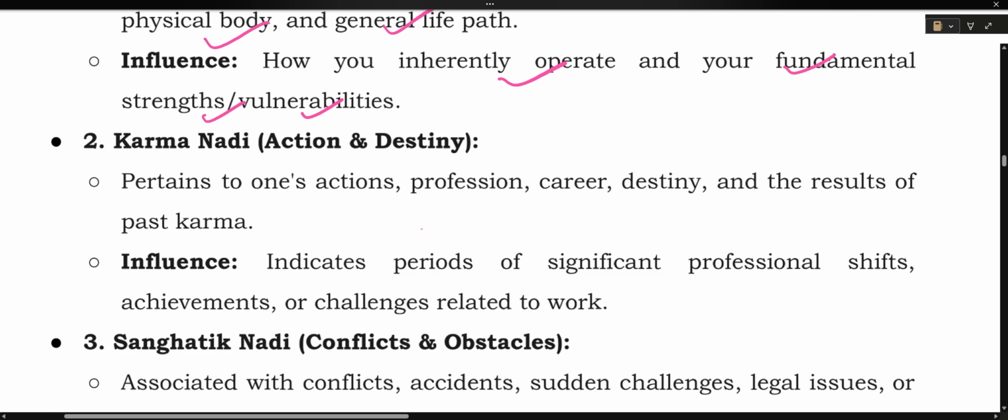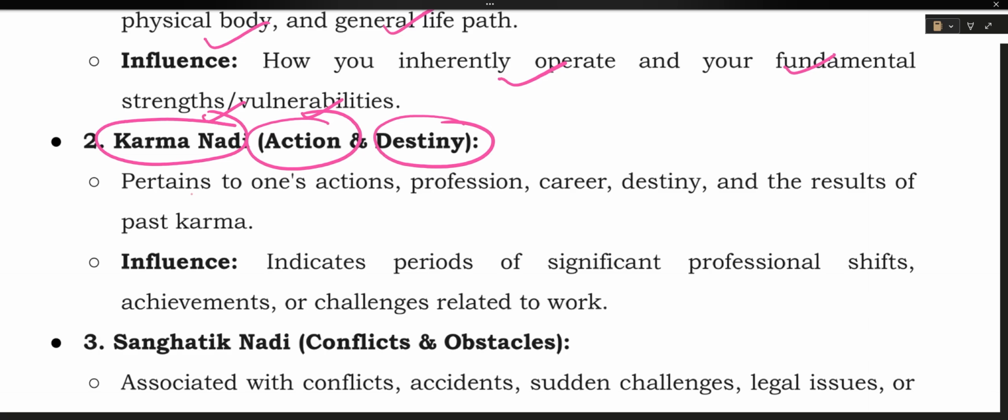The second one is the Karma Nari. Karma here means your workplace or action, the place of action, and it is connected to your destiny. So it pertains to one's actions, professions, career, destiny and the result of past karma. Past karma means we believe in Purva Punya. Purva Punya means whatever auspicious deeds you have done in your previous life or in this life also, the past works that will decide your future. So from that we will find out different kinds of action, profession, career, destiny and results of the past karma.